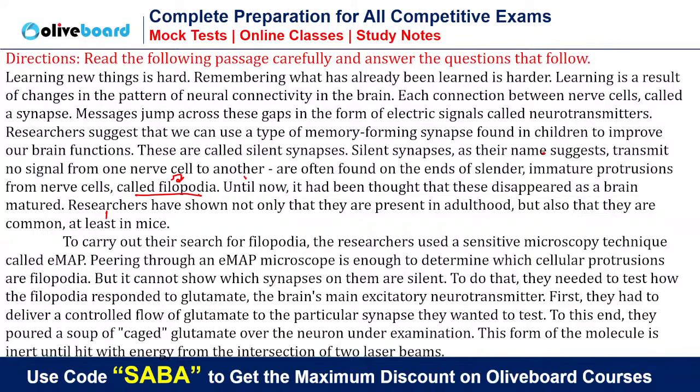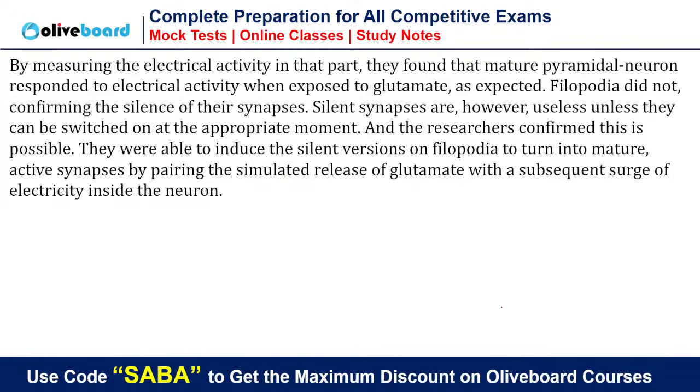To do that, they needed to test how the filopodia responded to glutamate, the brain's main excitatory neurotransmitter. First, they had to deliver a controlled flow of glutamate. They used a caged glutamate. This form of molecule is inert until hit with two laser beams. By measuring the electrical activity in that part, they found that the mature pyramidal neuron responded to electrical activity. See, you will get the answer on this line, guys. The pyramidal neuron responded to electrical activity when exposed to glutamate, as expected. Filopodia did not respond, confirming the silence of their synapses.